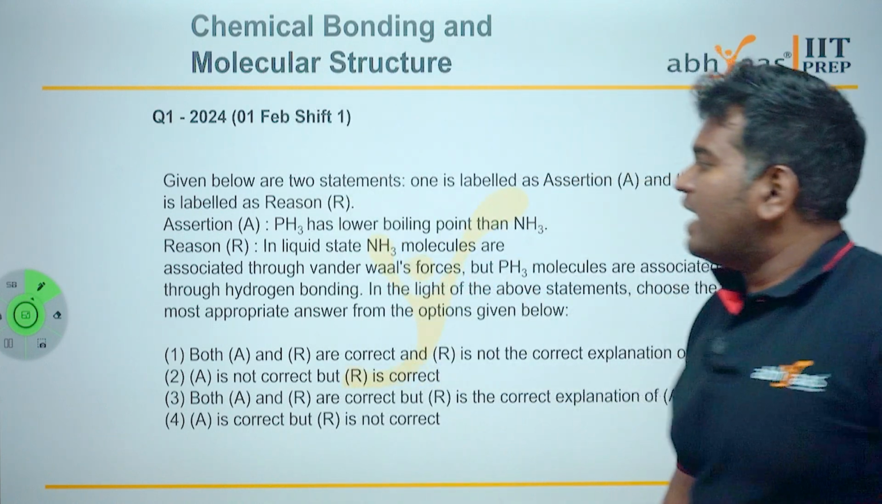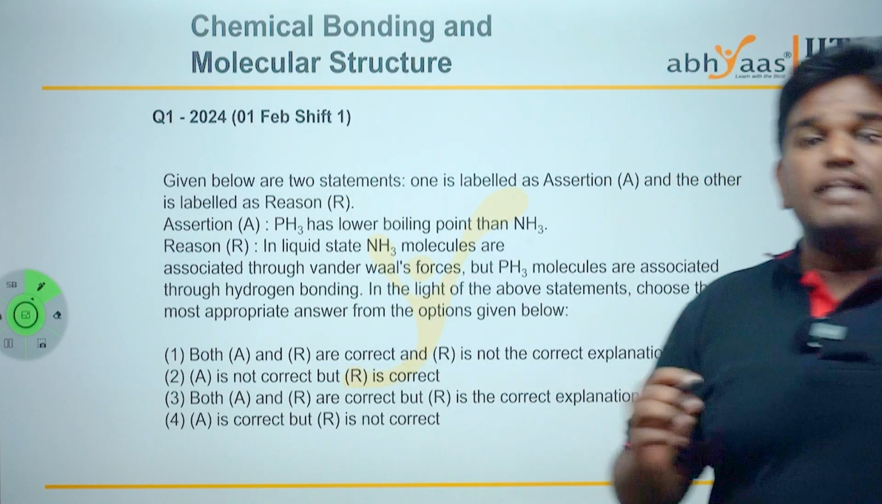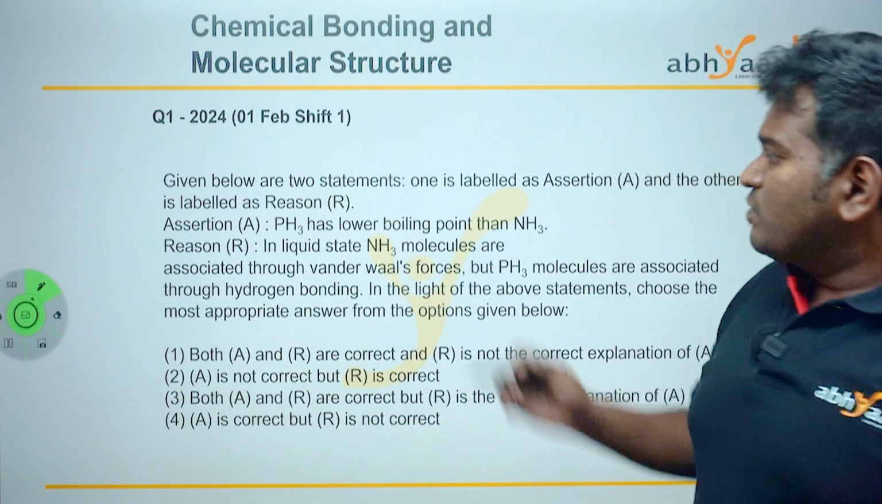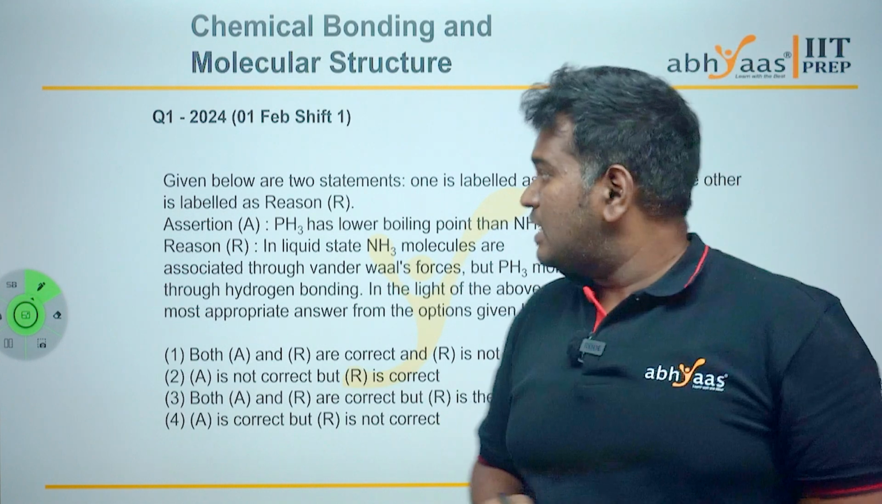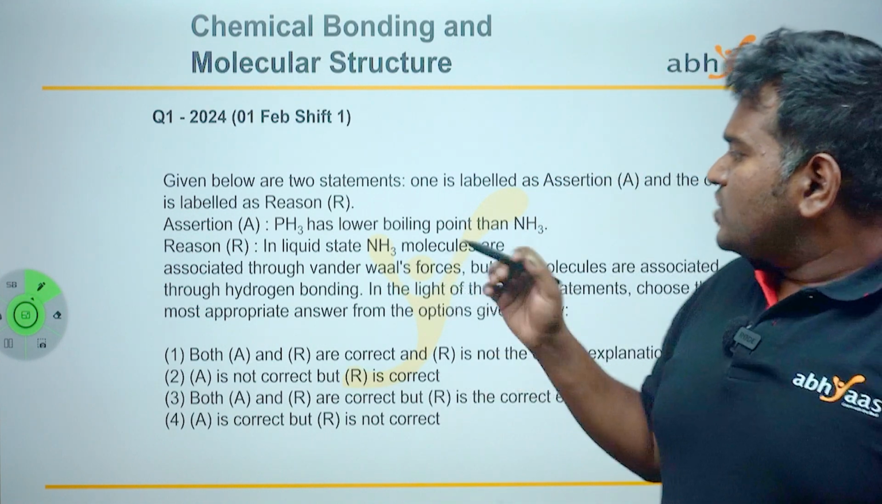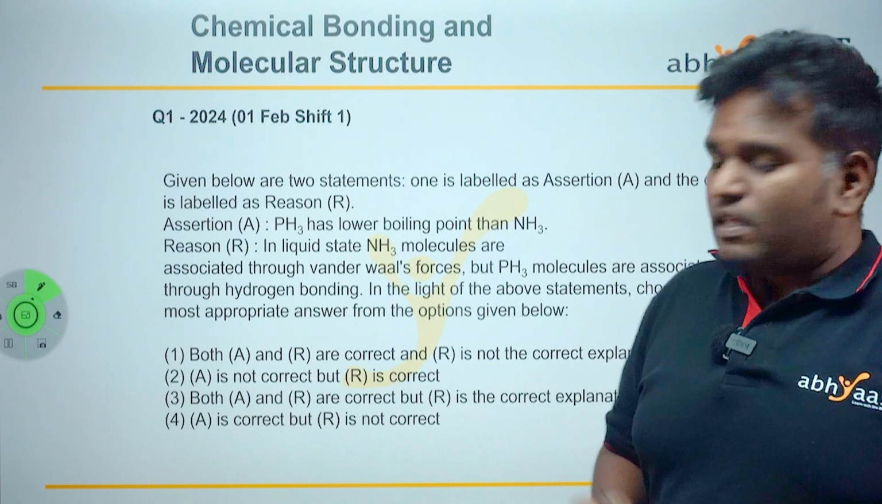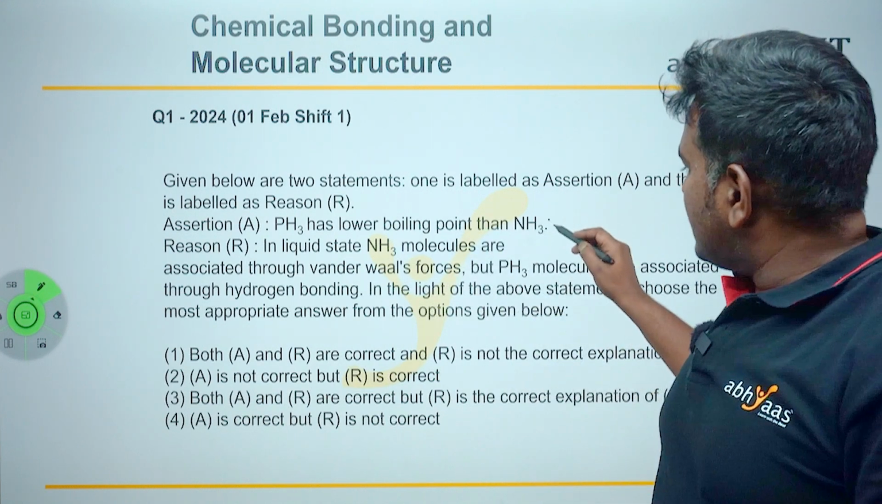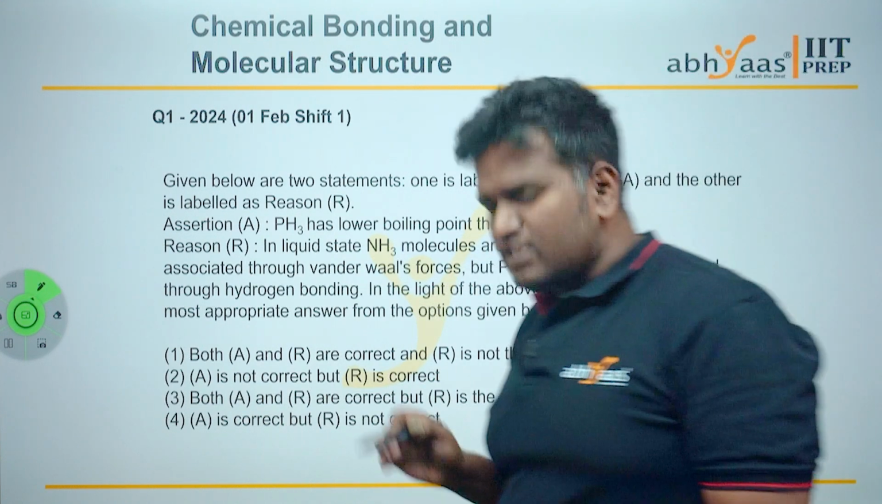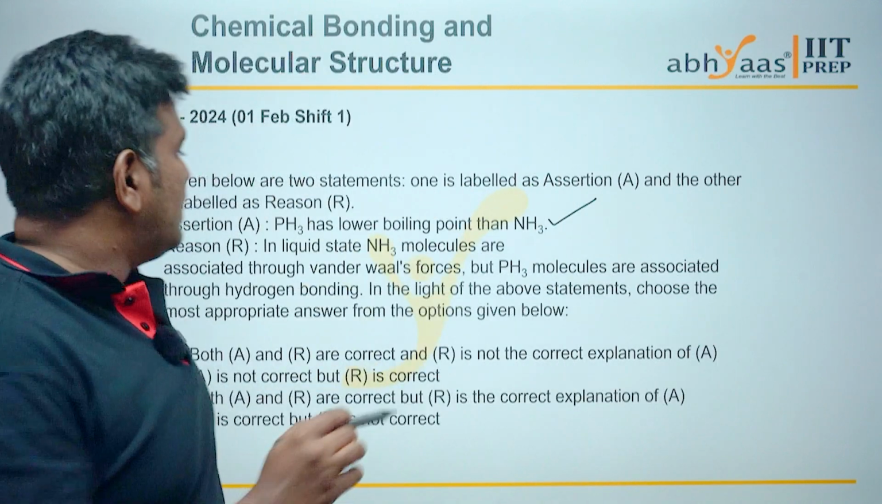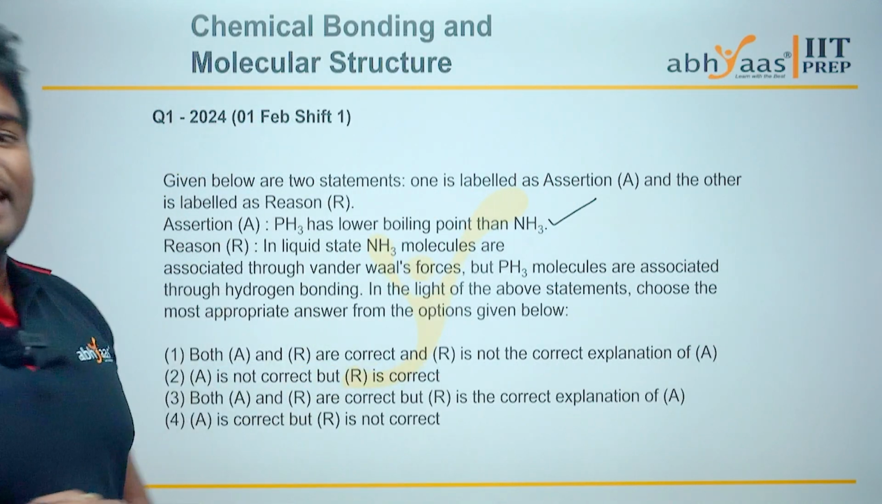Here we are having an assertion and reason based question. So we will just read these statements. Assertion is that PH3 has lower boiling point than NH3. So can you just say whether it is right or wrong? Yes, it is right. PH3 is having lower boiling point than NH3.